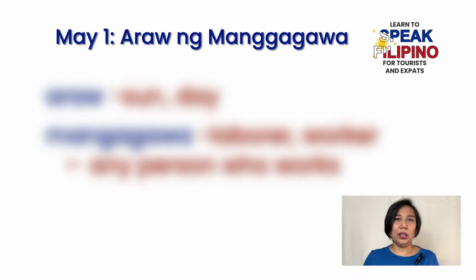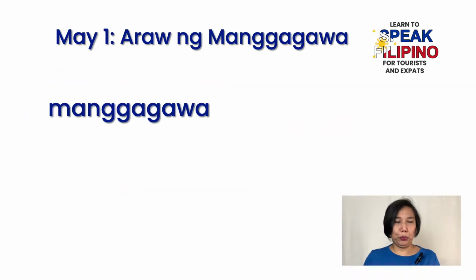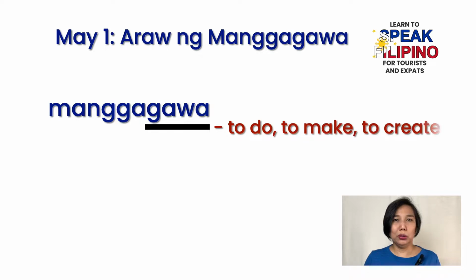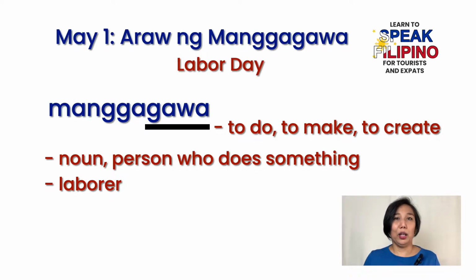Let us first understand where the word manggagawa came from. Manggagawa came from the root word gawa, which means to do, to make, or create. So we added mang and then repeated the first syllable. Then we have the word manggagawa. Manggagawa then is the noun form or the name of the person who does something. Okay? So generally, manggagawa is laborer. So araw ng manggagawa is Labor Day.